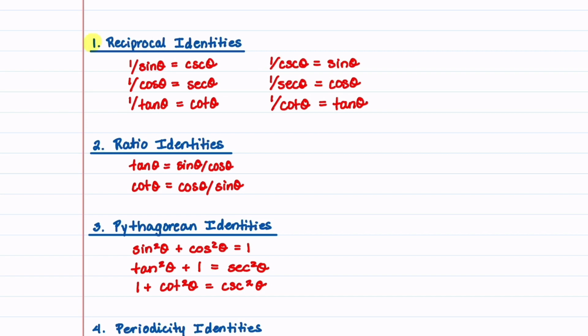The first two categories are reciprocal and ratio identities. You can think of these as fundamental trigonometric identities, which you've probably already worked with a lot. The next one is the Pythagorean identities. You really only need to memorize the first one because the other two follow from this one. In my video on Pythagorean identities, I'll show you how to find the other two. These identities are some of the most highly used trigonometric identities.